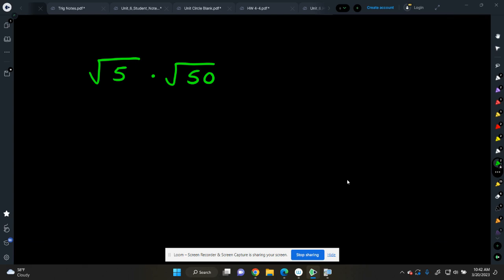Here we go. We're going to start off simple. If I have something like the square root of 5 times the square root of 50, okay? So you should be writing down the examples. Multiplying radicals. All we're going to do is combine them, put them under one radical.